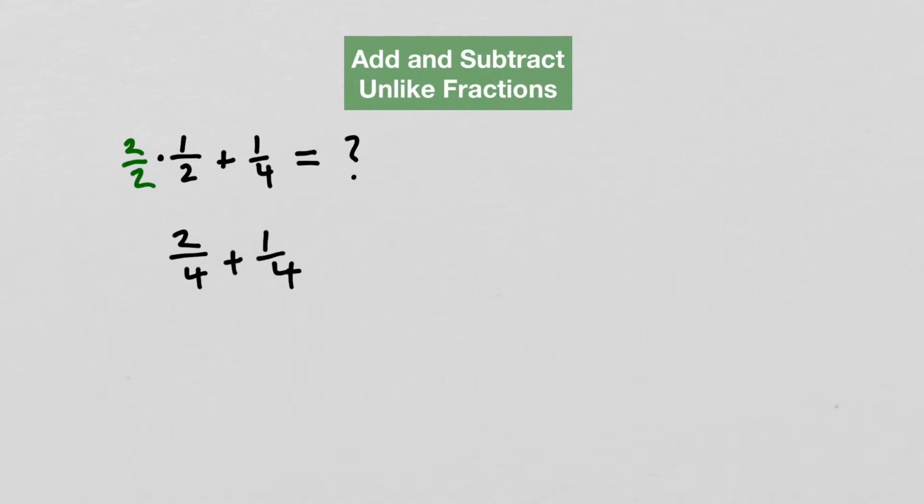Okay. Now that the denominators are the same, we know that the answer is going to have 4 in the denominator. And now we just add across the numerator. So 2 plus 1 is 3.